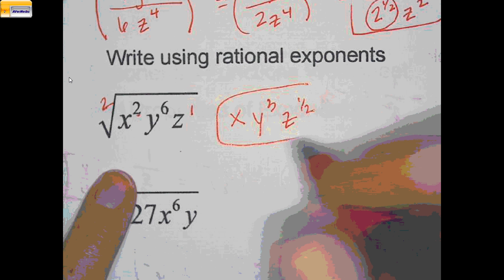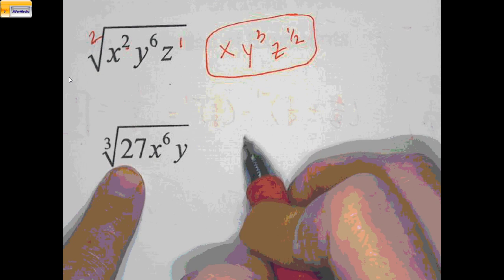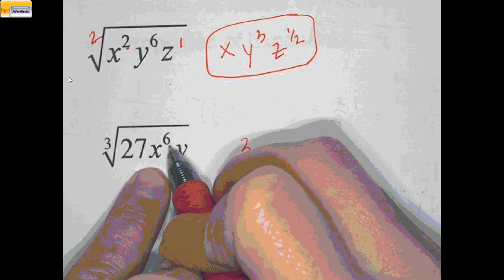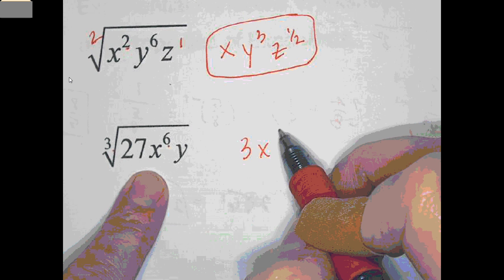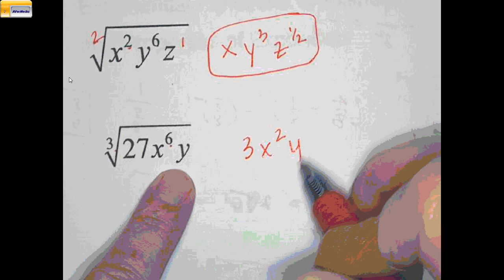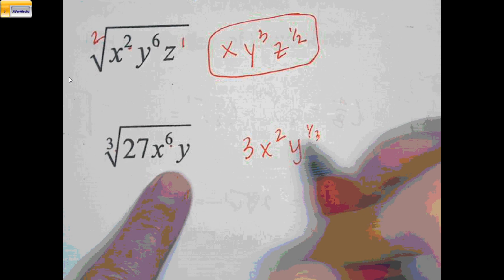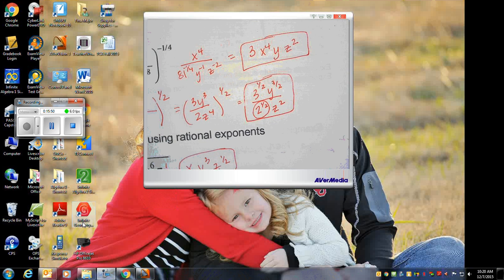Next one. 27, you know what the cube root of 27 is. It's 3. Inside over outside, so I have x squared, there we go. And y is going to be to the 1/3. Inside over outside. That's it. That's all we're doing today. Simple review.